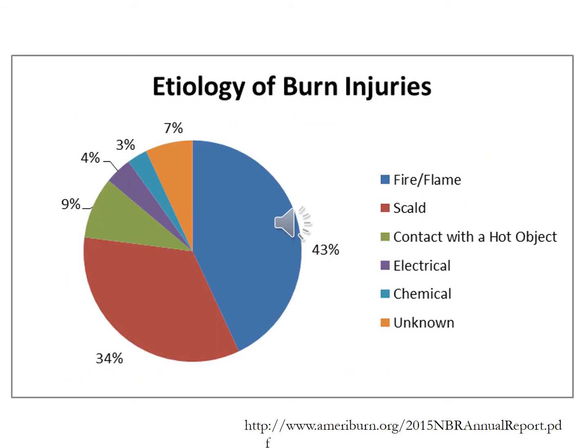How do burn injuries occur? Here's a nice graph that breaks down the etiology of burn injuries and the distribution of that. It's from AmeriBurn, the NBRA annual report from 2015. Most burn injuries, as you can see, are a result of fire or flame. The next largest group is from being scalded with a hot liquid. Next is contact with a hot object, and then a much smaller portion is divided between electrical, chemical, and an unknown etiology of burns.